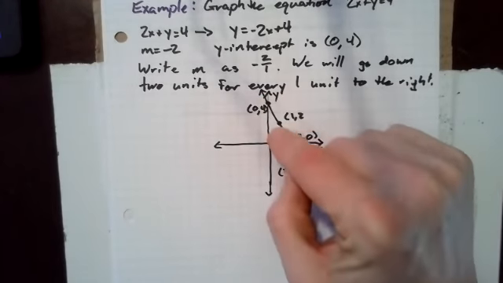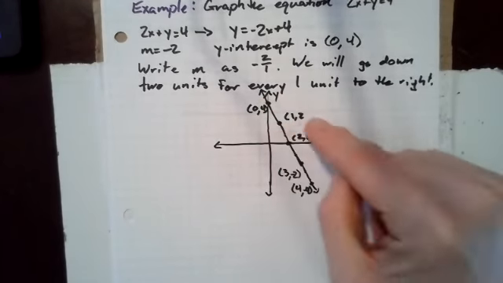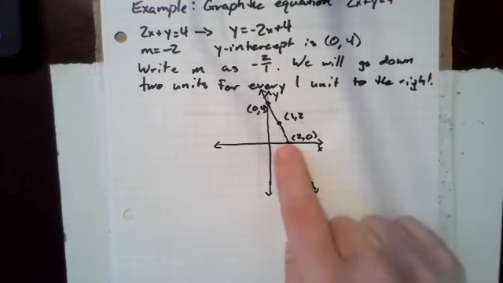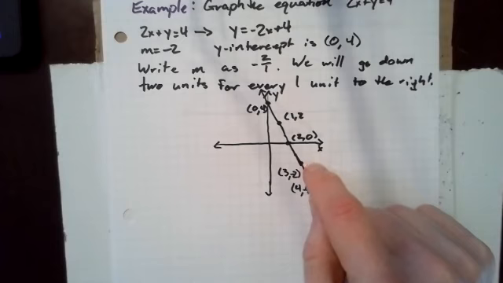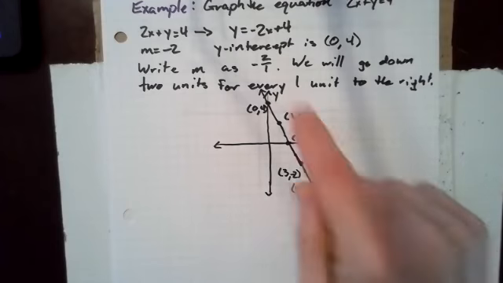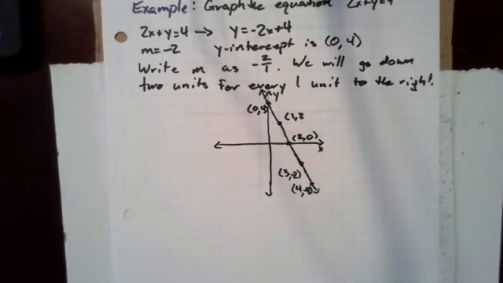Go right 1, down 2 to (1, 2). Go right 1, down 2 to (2, 0). Right 1, down 2 to (3, negative 2). Right 1, down 2 to (4, negative 4). Just draw a line through the points, and there we are.